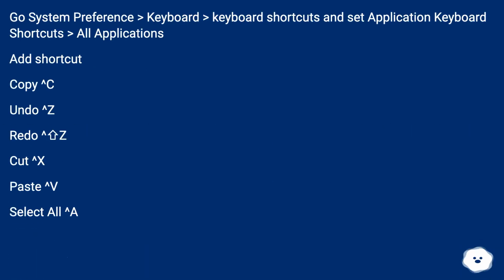Go to System Preferences, Keyboard, Keyboard Shortcuts, and Set Application Keyboard Shortcuts, All Applications. Add shortcut. Copy $C. Undo $Z. Redo $Z. Cut $X. Paste $V. Select all $A. Done, smiley face.